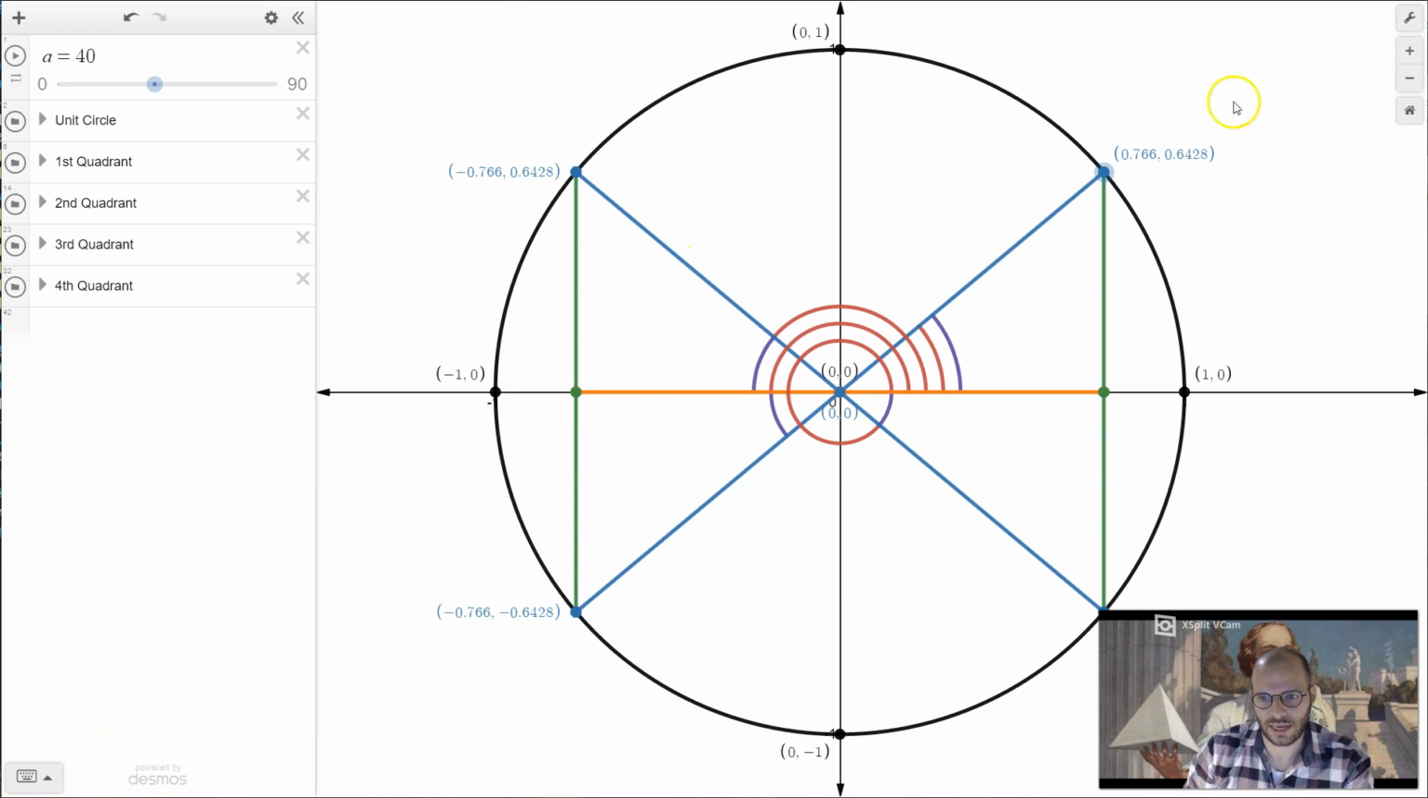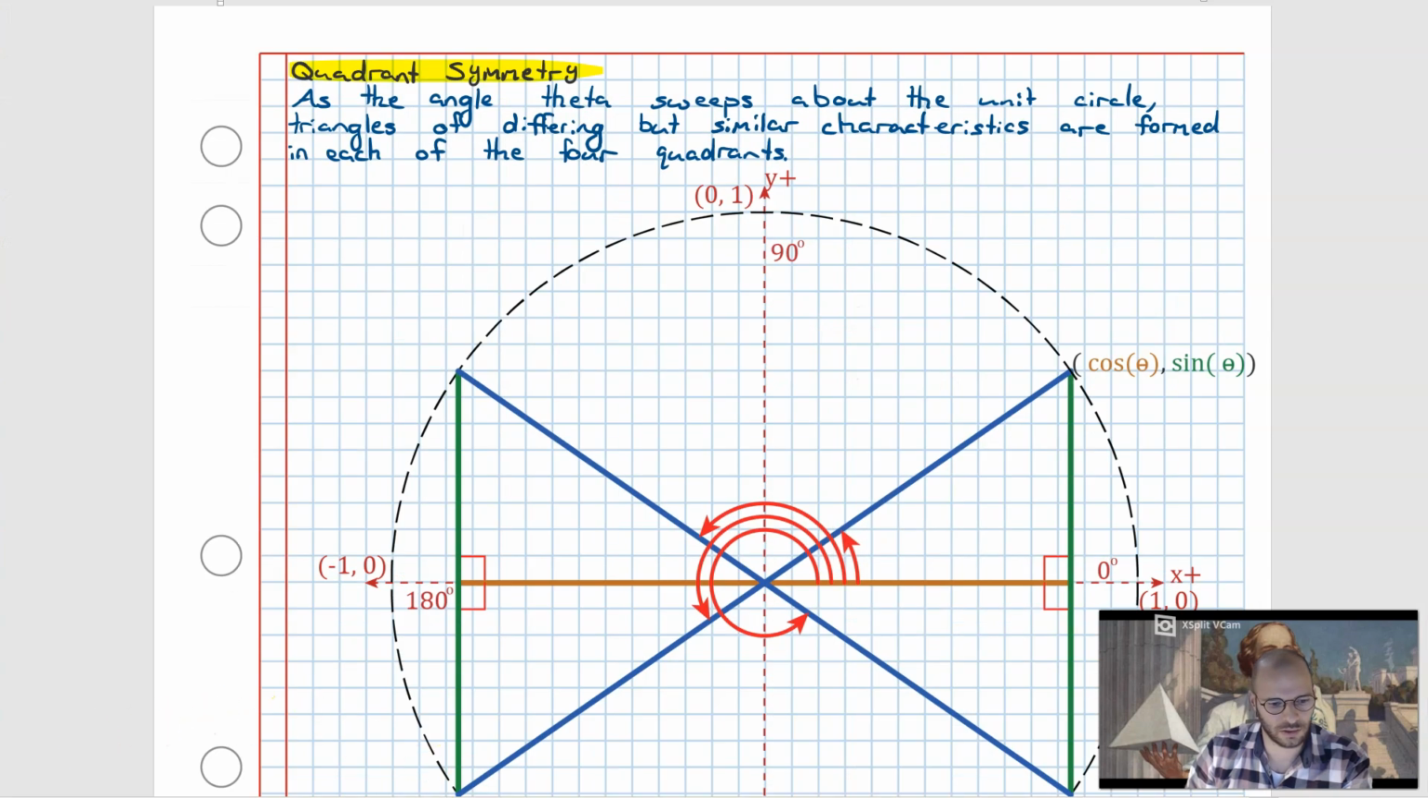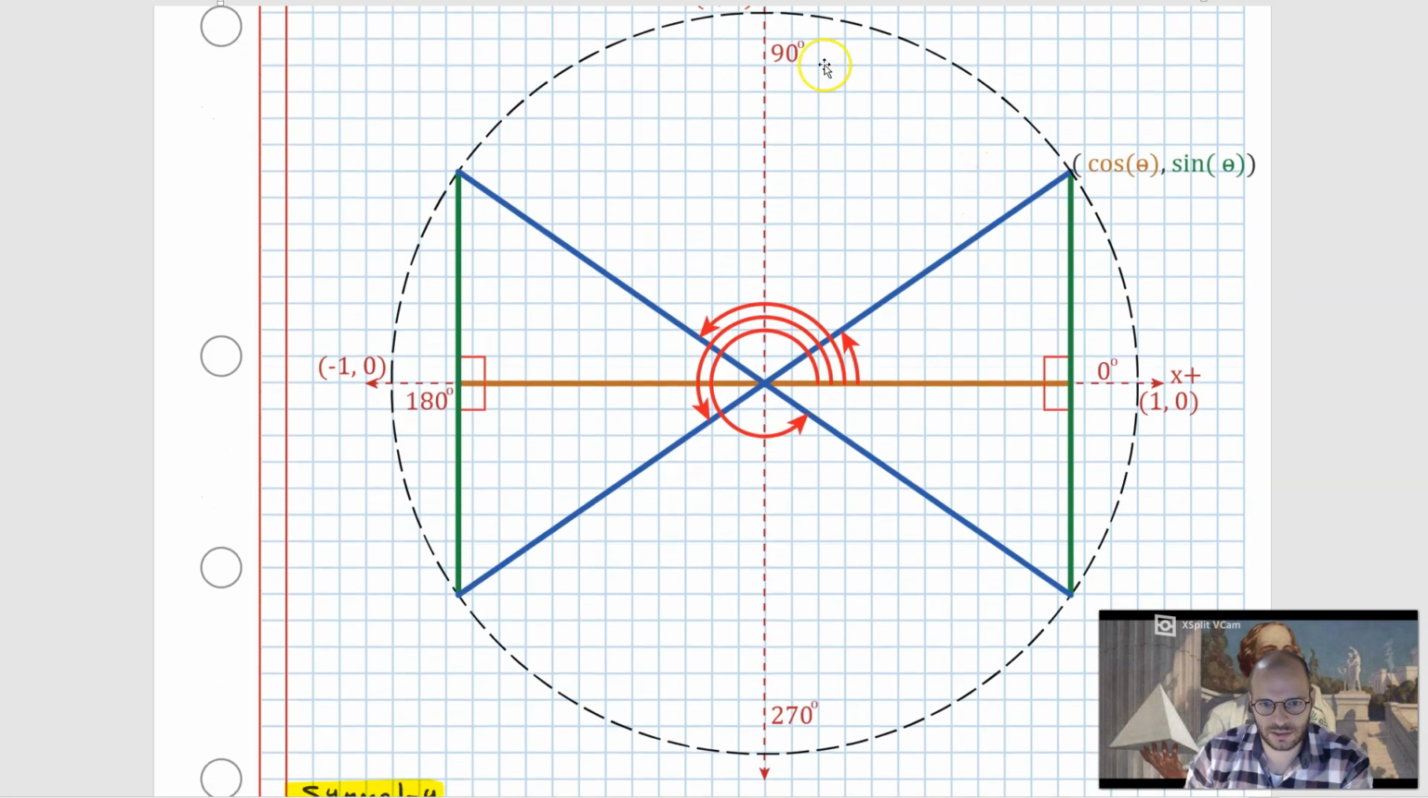Now let's have a look at some of our notes and we'll see if we can try and explain the relationship between theta and the interior angles of the triangles that we see in the first, second, third, and fourth quadrants. So what we can say is that in terms of symmetry about the unit circle, as the angle theta sweeps about the unit circle, triangles of differing but similar characteristics are formed in each of the four quadrants. This can be seen in the diagram that we have over here.